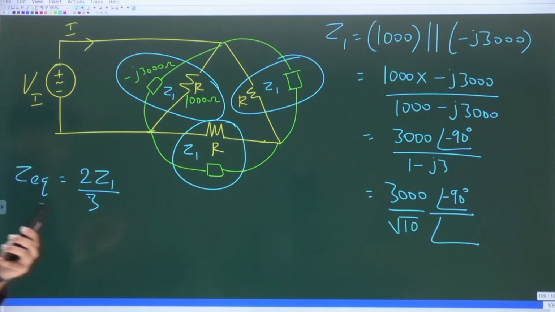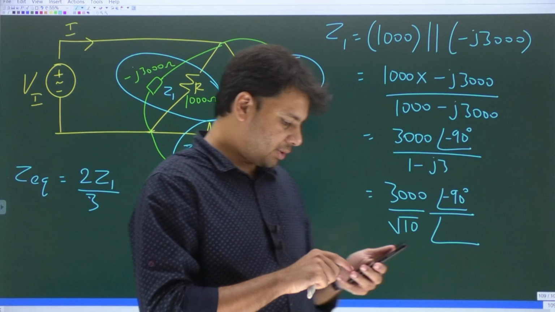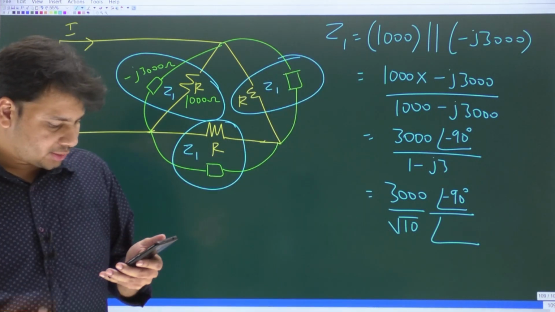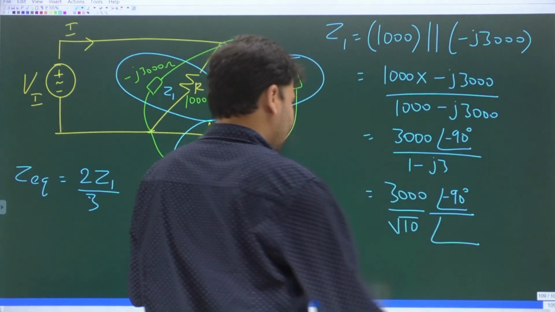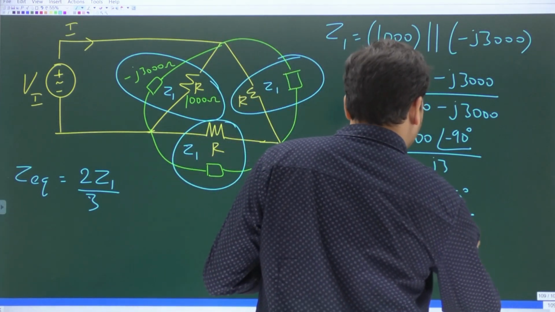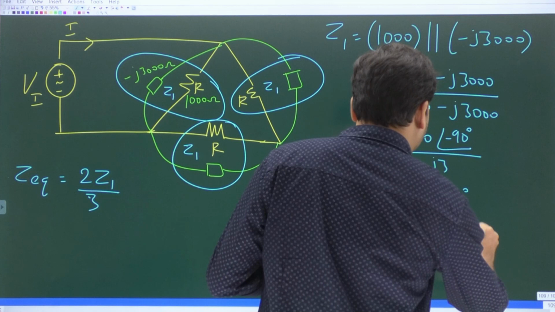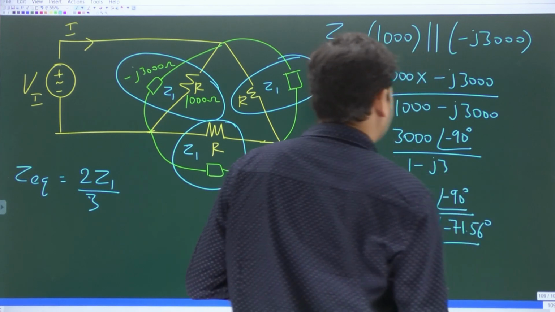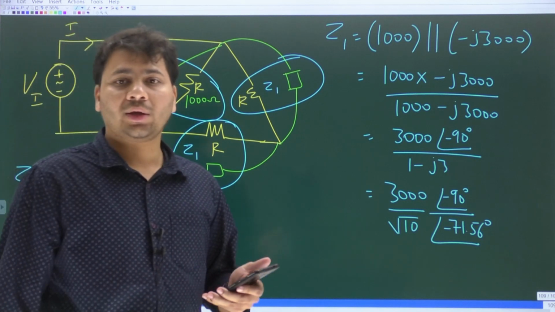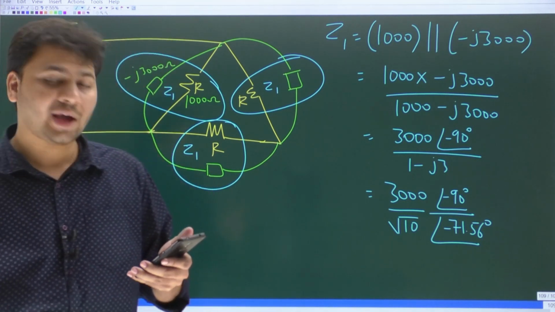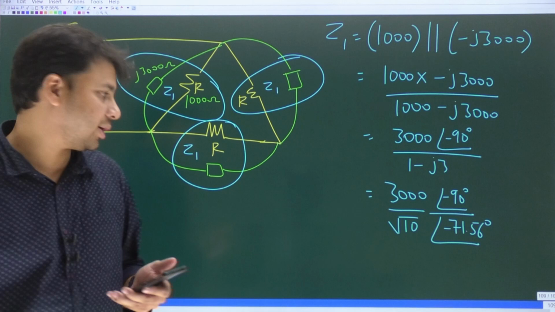Someone please tell me the value of tan inverse 3. Tan inverse 3 is 71.56. Okay. So is it not minus 71.56 degrees? Because this 1 minus j3 lies in what? Fourth quadrant. Any phasor that lies in the fourth quadrant, the angle would lie between 0 and minus 90 degrees.